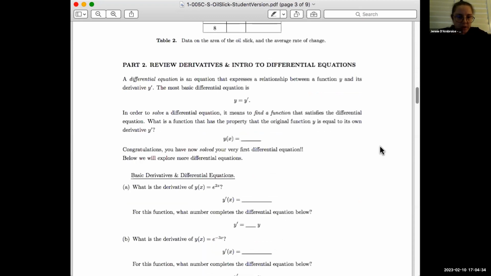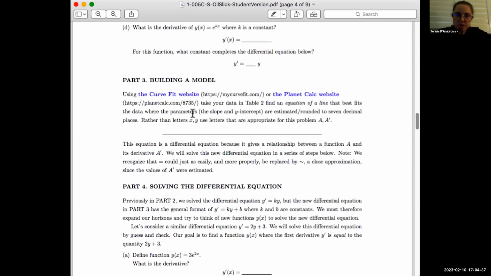As we go through here, I have the students use any of your favorite curve fitting websites. I'm sure that there are others than the ones I link to here. In other words, this is going to be modeling the data of the oil slick. All they have to do is model it with a straight line. And rather than having y equals mx plus b, your y is A prime and your x is A. And there's your differential equation: a linear first order constant coefficient differential equation for the area of the oil slick.